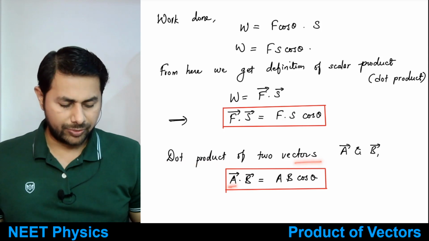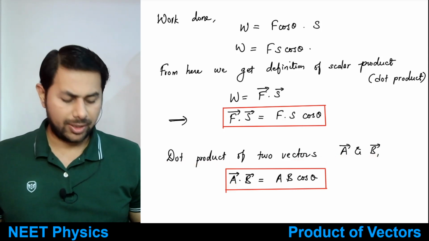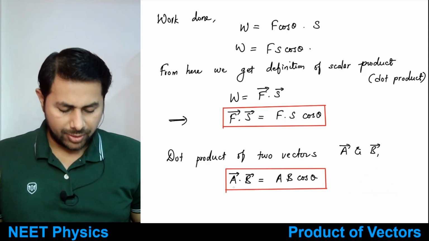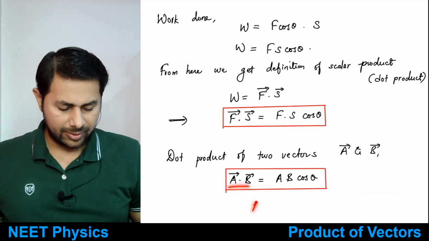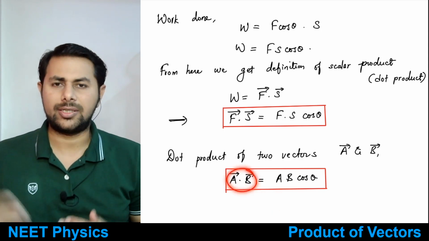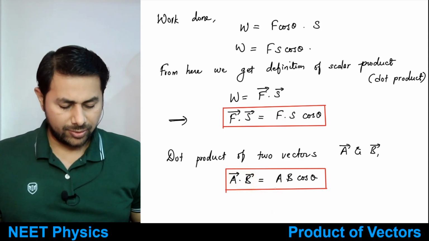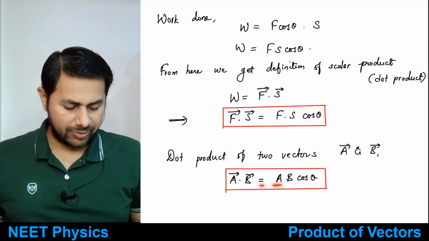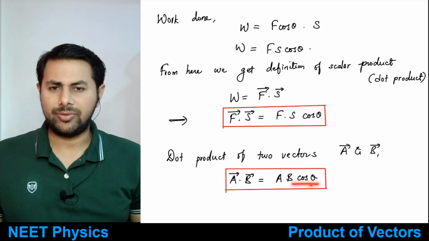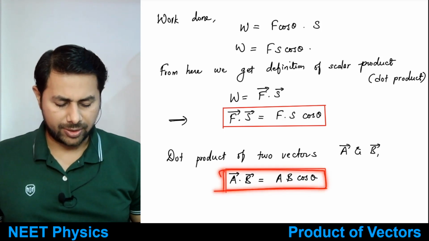So suppose you have any two vectors, A bar and B bar, and the angle between them is theta. Then the dot product, or scalar product, is represented by A bar dot B bar. That means when you multiply them, the resultant is a scalar quantity. So it's equal to the magnitude of the first vector into the magnitude of the second vector multiplied by cos of the angle between the two. So this is the scalar product.